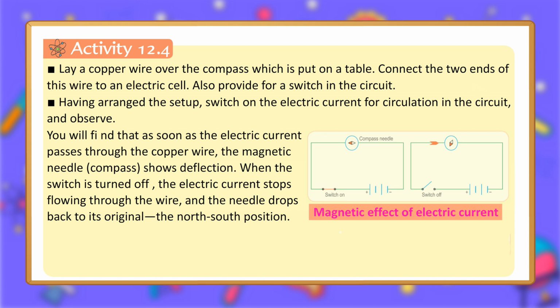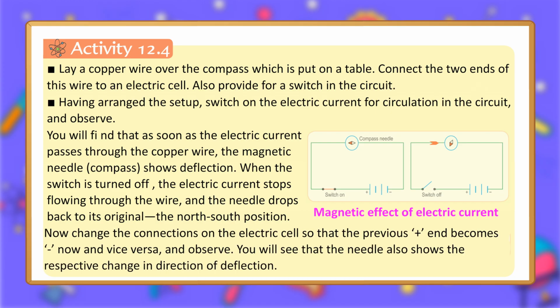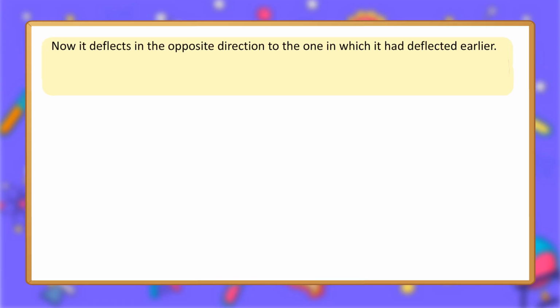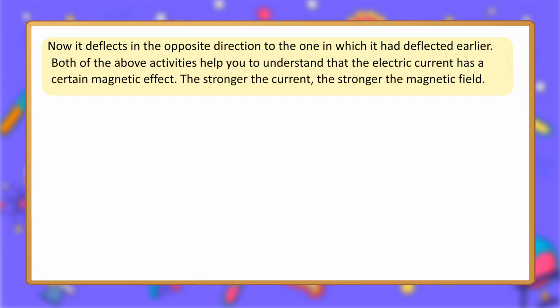Magnetic effect of electric current. Compass needle. Switch on. Switch off. Now change the connections on the electric cell so that the previous plus end becomes minus now and vice versa, and observe. You will see that the needle also shows the respective change in direction of deflection. Now it deflects in the opposite direction to the one in which it had deflected earlier.